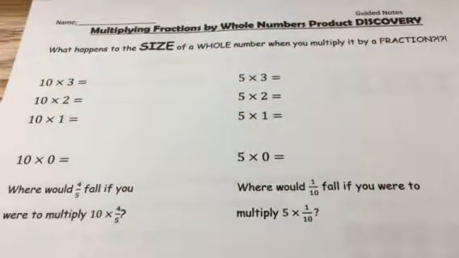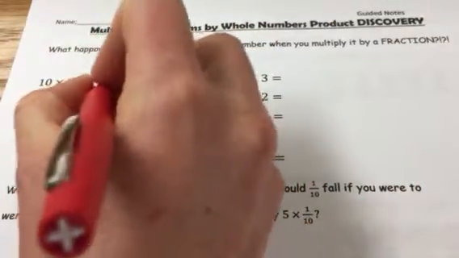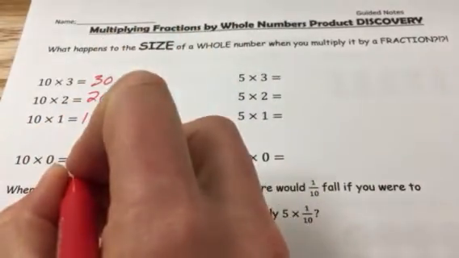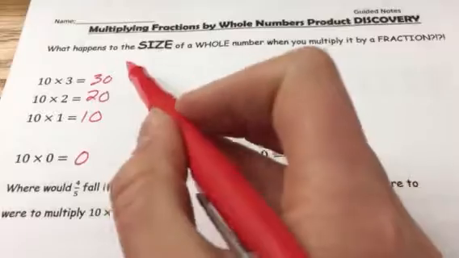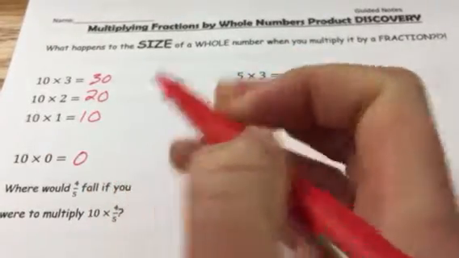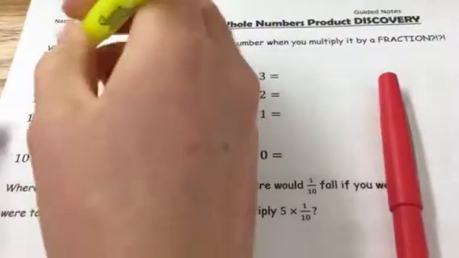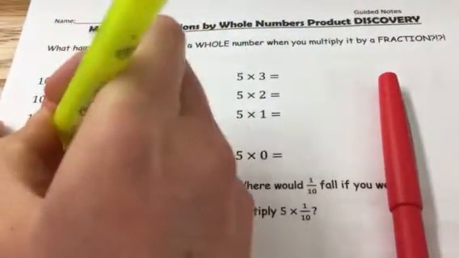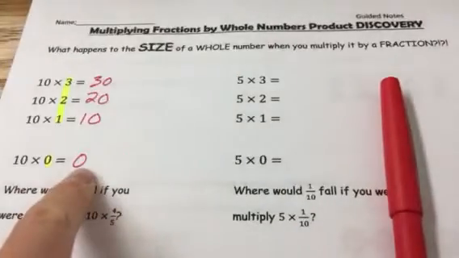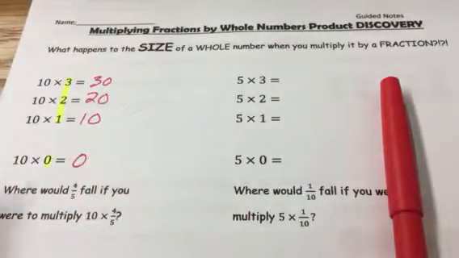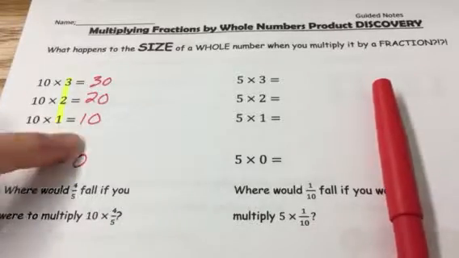Let's take a look at just some examples and see if we can notice a pattern. So we've got 3 times 10 is 30. 10 times 2 is 20, 10 times 1 is 10, 10 times 0 is 0. So as you can see, we are decreasing as our second number. As this column is decreasing, our product is getting smaller. So the bigger the whole number, the larger your product will get. The smaller the whole number, the smaller the product will get.